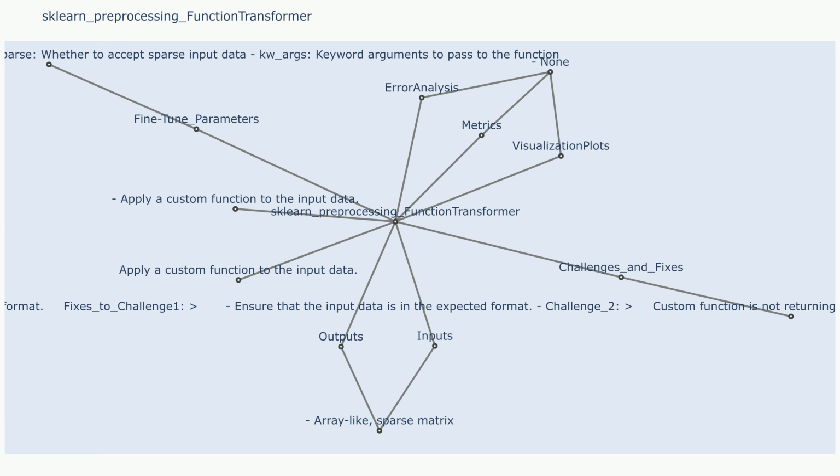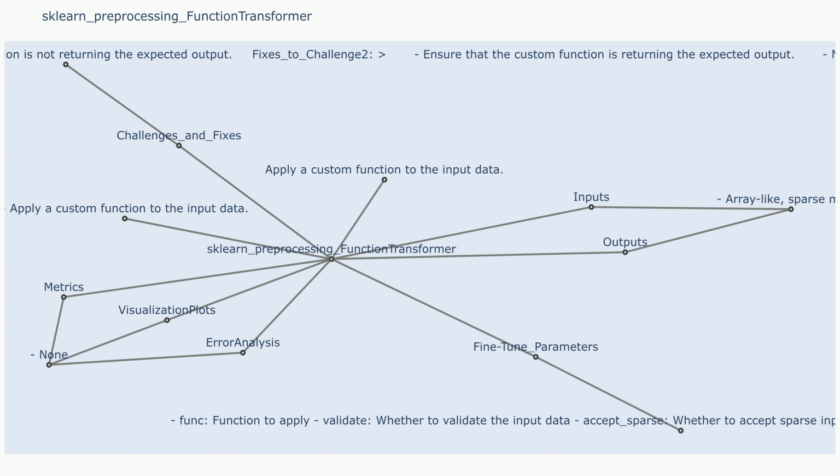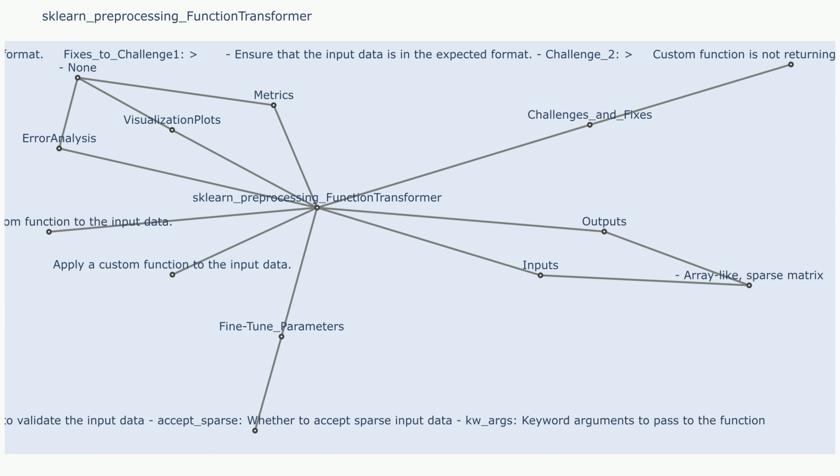Challenges and fixes. Challenge 1. Function output format is not compatible with downstream models. Sample use case that resulted in challenge 1. You might apply a function that returns a list of lists instead of a NumPy array, which is not directly compatible with many scikit-learn models. Fixes to challenge 1. You can either modify your function to return a NumPy array or use an additional transformer after function transformer to convert the output to the desired format.